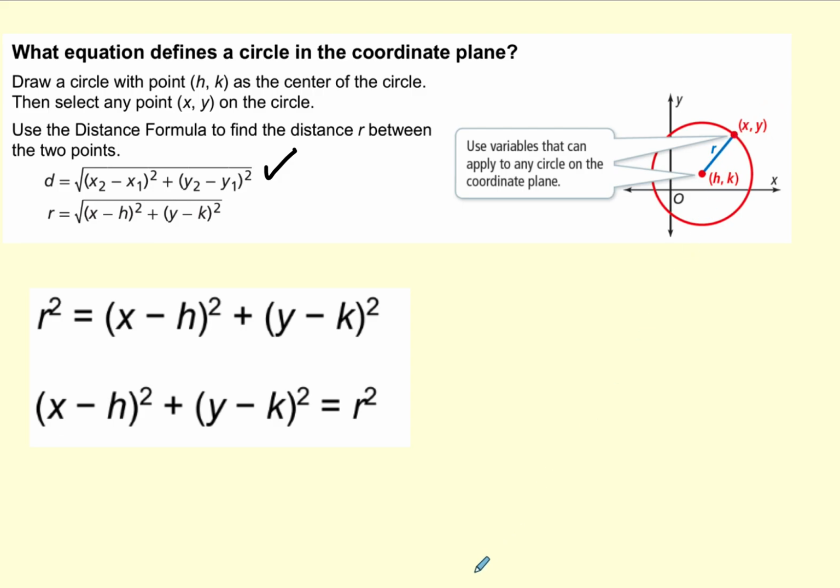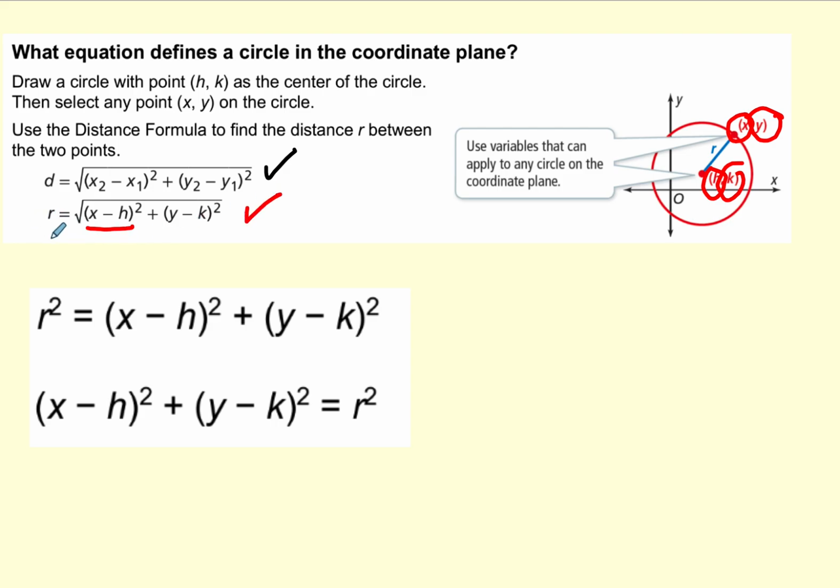So I am going to take the 2 x's, subtract them and then square them. And then I'm going to take the 2 y's, subtract them and square them. And then that distance is what we call the radius. That's what we have here.